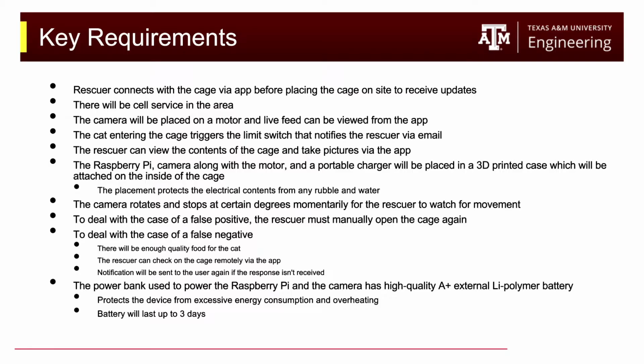The portable charger will be utilized to power on the Raspberry Pi and the camera. It consists of a high quality lithium polymer battery which protects the devices from excessive energy consumption and overheating. The battery, when fully charged, can keep the devices powered on up to 3 days.